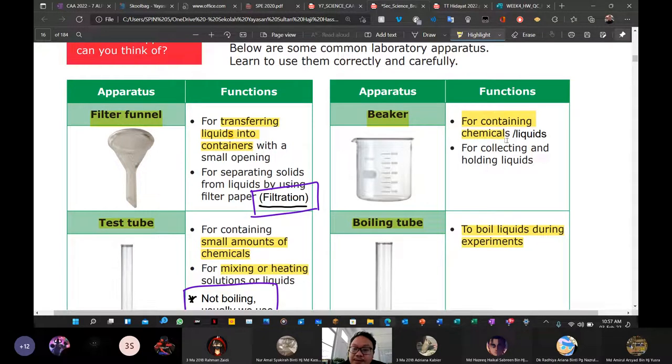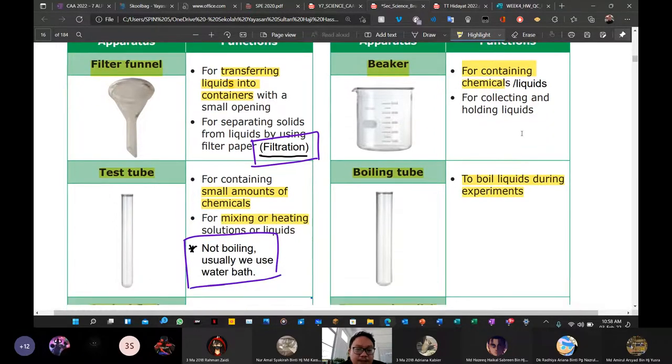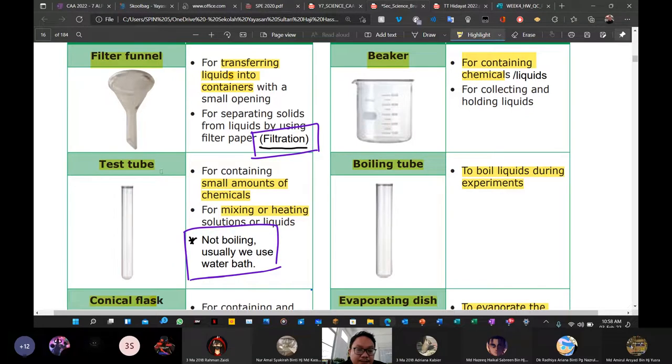Beaker for containing chemicals or liquid. The second sentence means the same thing. That's why I only use the first one. Containing chemicals or liquids. The third one, test tube for small amount of chemicals, and you mix or heat it. So you can heat the test tube, but you don't boil it. So you add this information, not for boiling. Usually we use only for water bath.